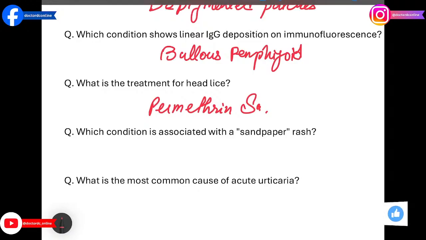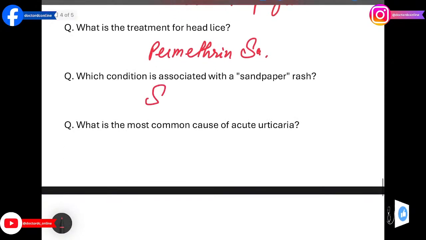Which condition is associated with a sandpaper rash? Scarlet fever. Streptococcal toxins cause this rough, erythematous rash.